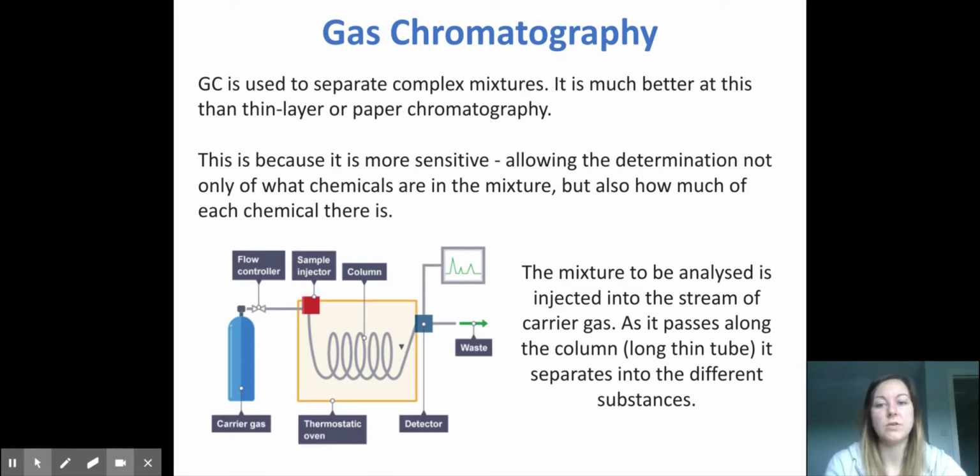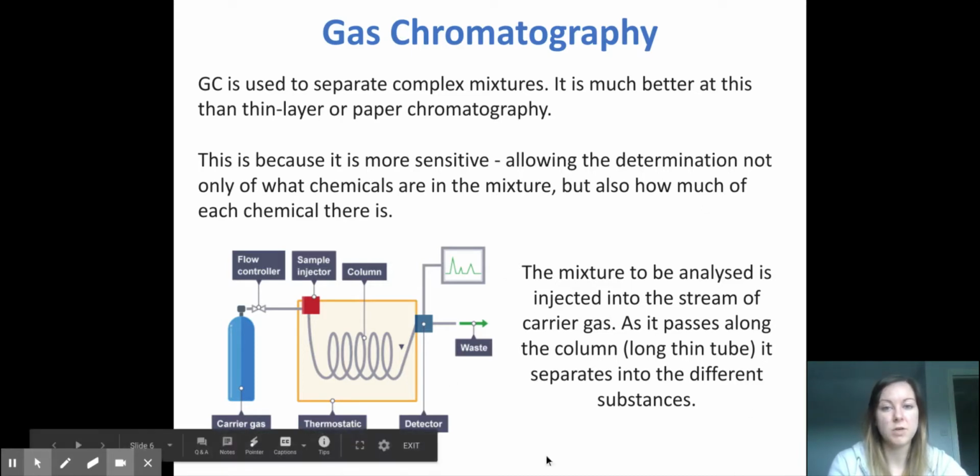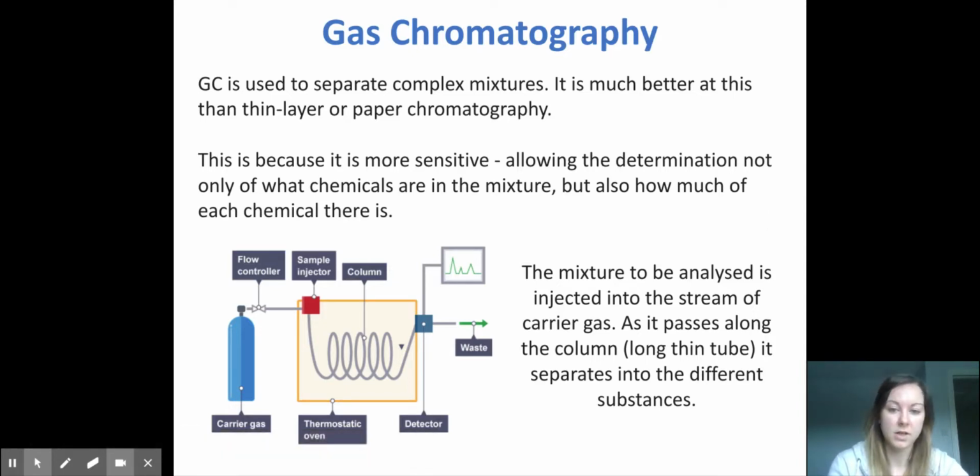And it can not only tell you what chemicals are in your mixture, but also how much of each chemical there is. So GC can be used for lots of different things. For example, racehorses sometimes have their urine tested to make sure there are no chemicals in there that shouldn't be. That would be something you could analyse with GC.